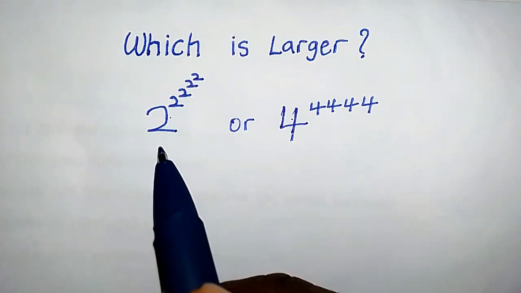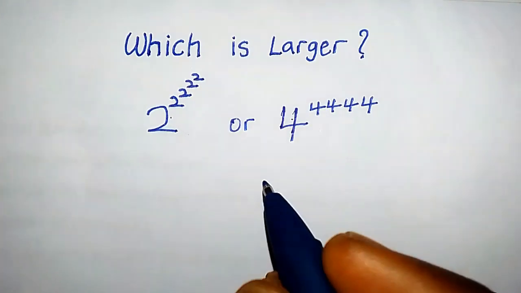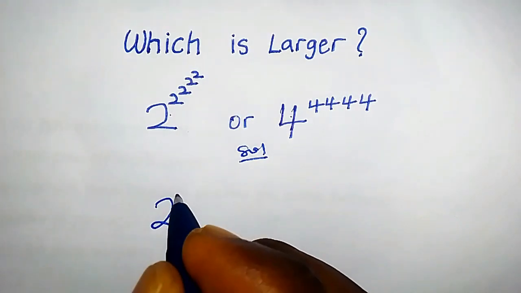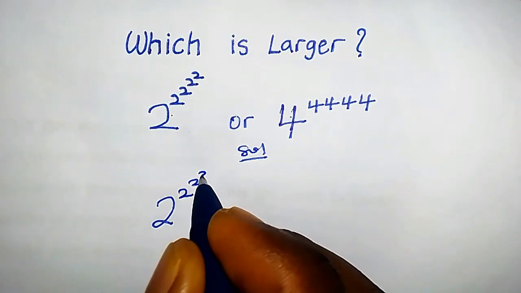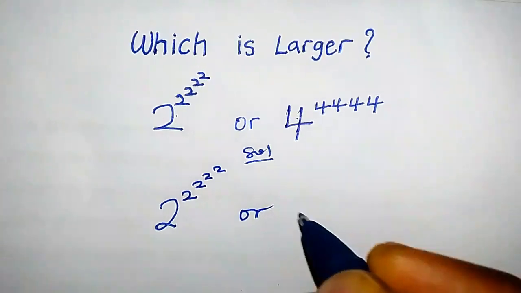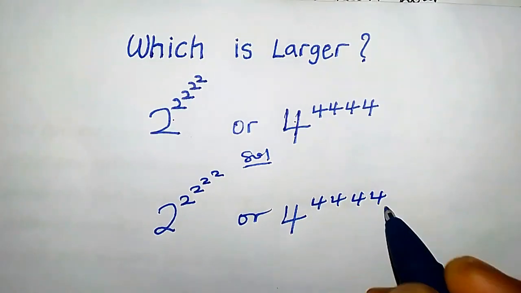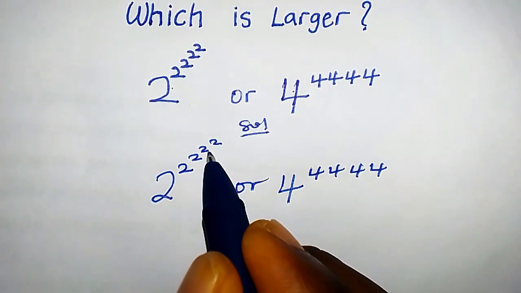How do we know the larger number between this and this? Solution. So we have 2 raised to the power 2 raised to the power 2 raised to the power 2, or 4 raised to the power 4^4. Let's first consider the exponents.